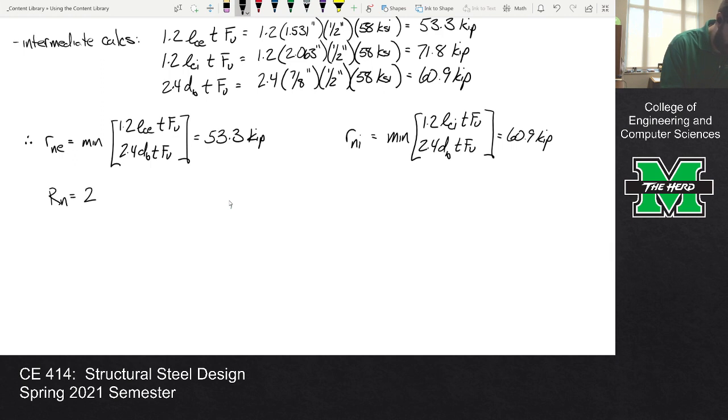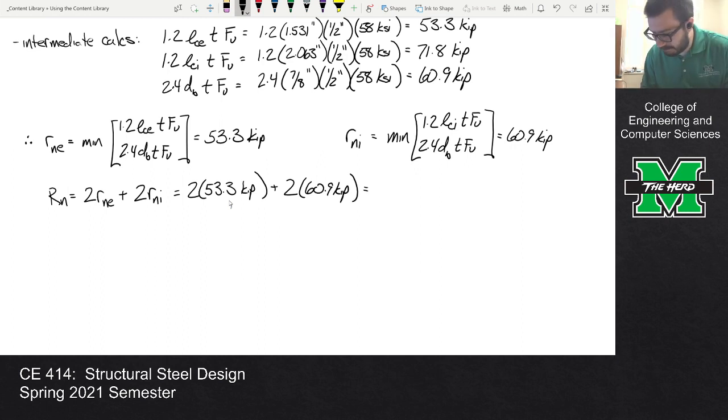So in order to compute the nominal capacity of the whole section, Rn is 2 Rne plus 2 Rni, which is 2 times 53.3 plus 2 times 60.9. And that's going to be, I'm getting like 228.4. Do I have a second on that?